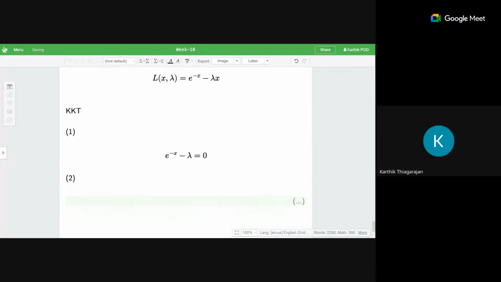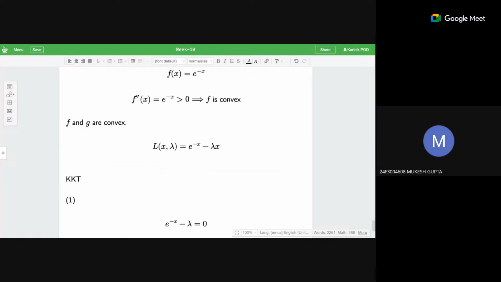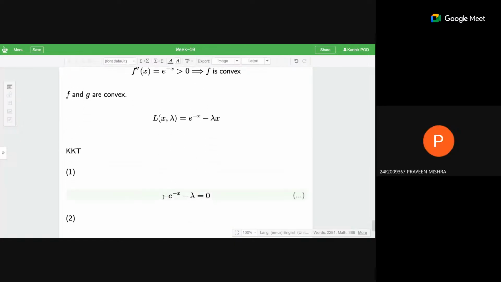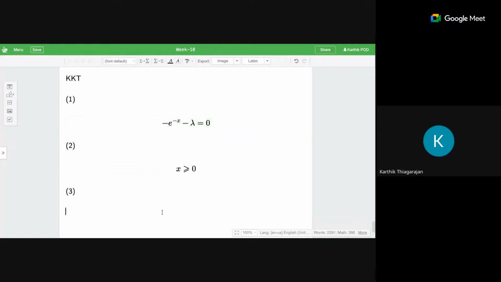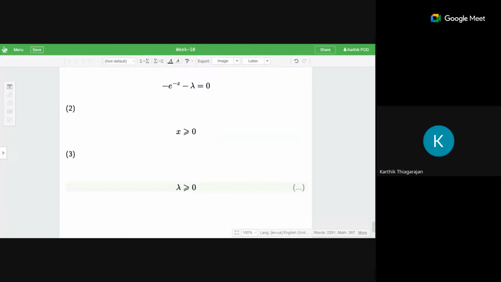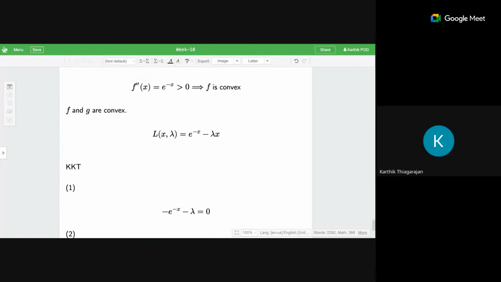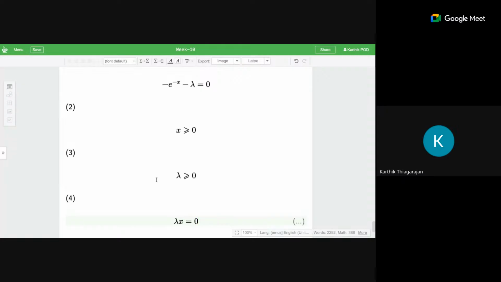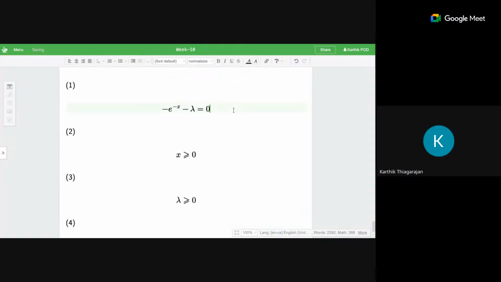Primal feasibility is telling us x greater than or equal to 0. Dual feasibility is telling us lambda greater than or equal to 0, and complementary slackness tells us that lambda times x is 0, correct? Okay, so we have a very funny set of KKT conditions. From stationarity this implies that lambda is equal to minus e power minus x.